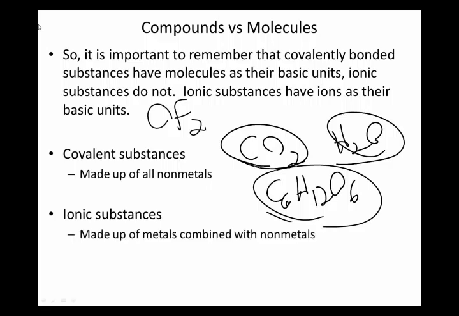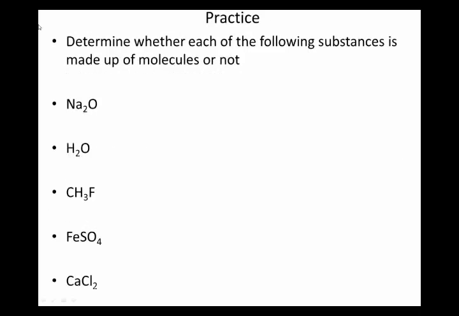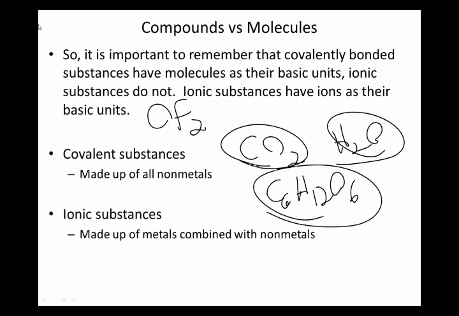Ionic substances are made up of metals combined with nonmetals. There's going to be an exception a little bit later, but metals combined with nonmetals. So, for example, sodium, which is a metal, fluoride, and aluminum oxide. It's always going to start with the metal. The metal will be at the beginning.